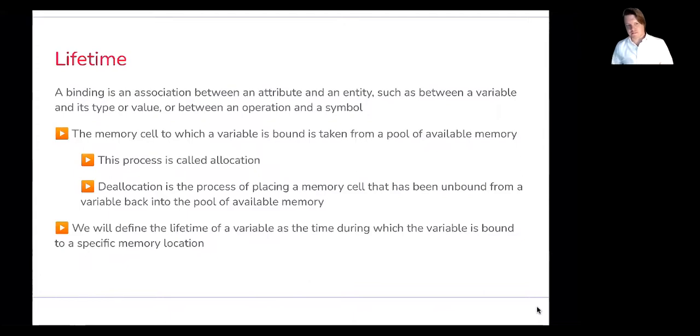So lifetime. This idea of binding between some sort of attribute and entity is really a recurring theme. What we're concerned with here is the binding between, say, a variable and its type or value, or in some cases between an operation and symbol, which we'll present a bit later in the course. The memory cell to which a variable is bound is taken from some sort of available pool of memory. When we get into the stack versus free store, you'll really understand how this process is governed for those two different regions of memory. But for right now, just assume there's this allocation process, then there's a deallocation process.